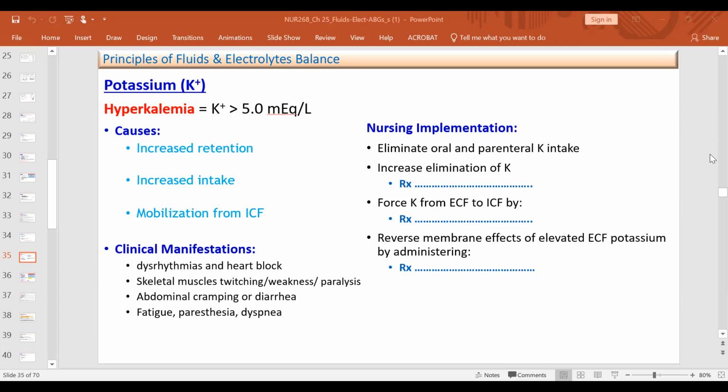So the manifestations of hyperkalemia would be dysrhythmias and heart blocks like ventricular fibrillation, VFib, or cardiac standstill, which is like cardiac arrest, skeletal muscle twitching, fasciculations or weakness and paralysis, abdominal cramping and diarrhea, an increased effect on the peristalsis of the GI tract, fatigue, paresthesia, which is like a tingling sensation, and dyspnea.